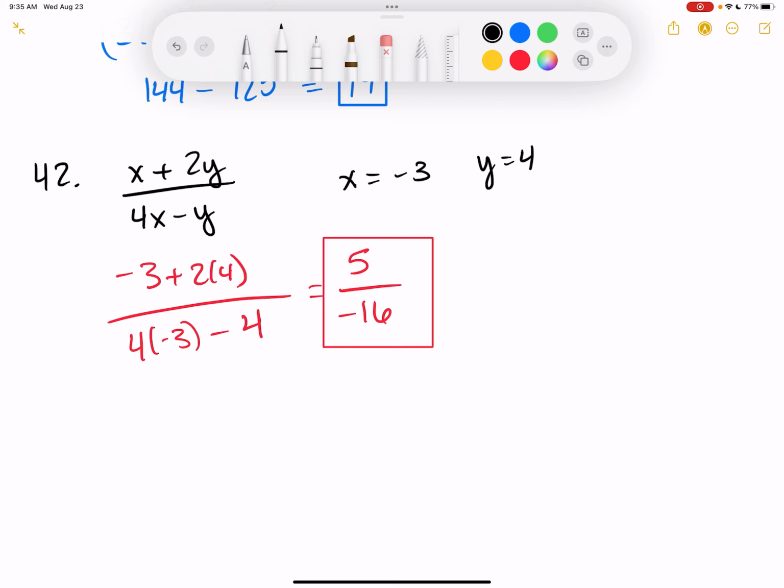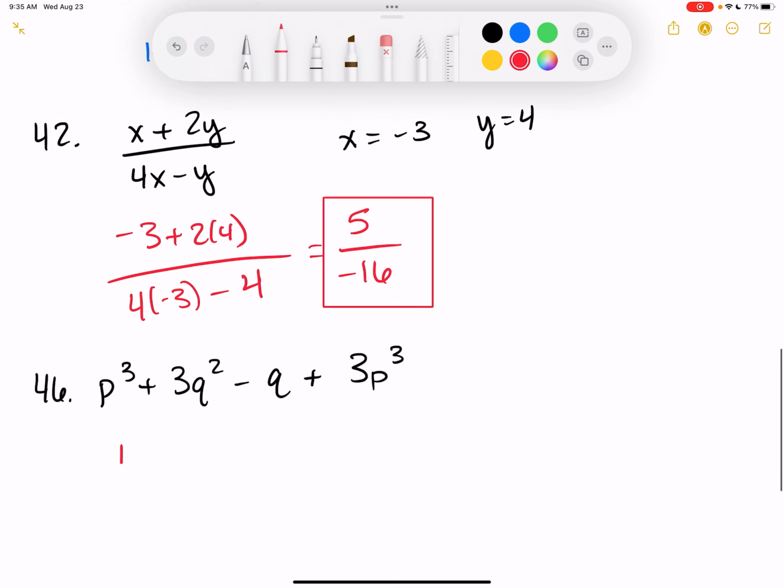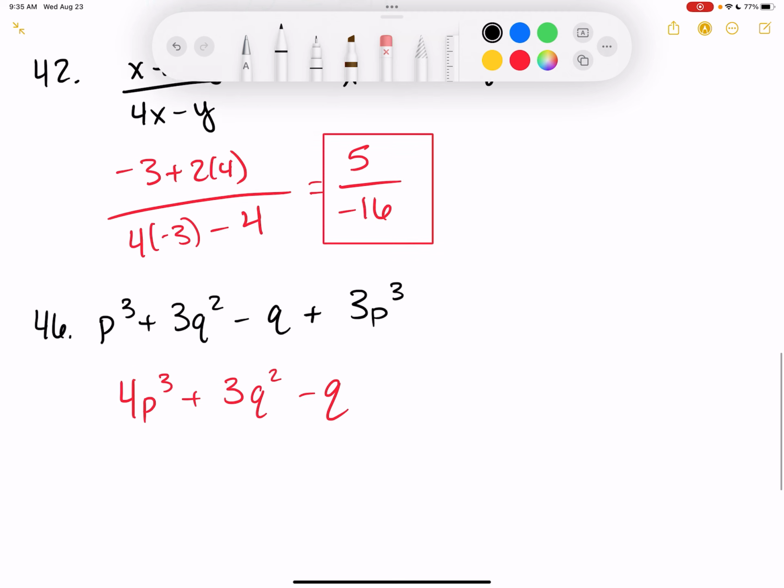All right, simplify the expression. So now these are simplifying just like we did above, but with two variables. Number 46: 4p cubed plus 3q squared minus q plus 3p cubed. Okay. 4p cubed plus 3p squared minus q. Yep. All right, one more.